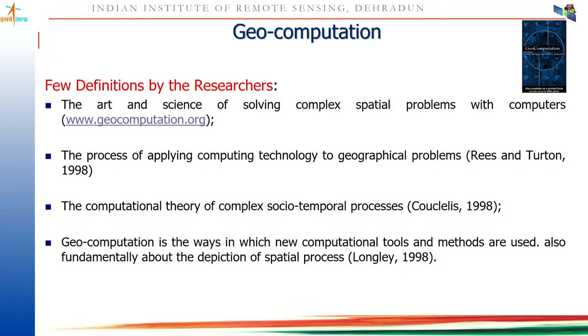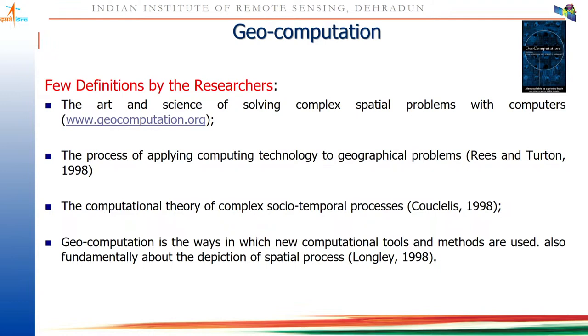So if you try to understand the definition from the literature, it is the art and science of solving complex spatial problems with computers. When I say spatial problem, spatial means problems which are related to space and time. So the term spatial means we are talking about space and time. So this is one definition.